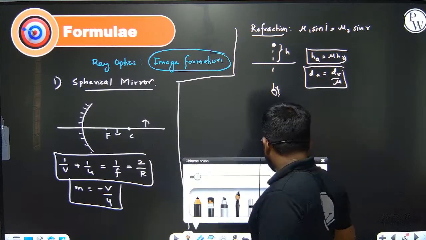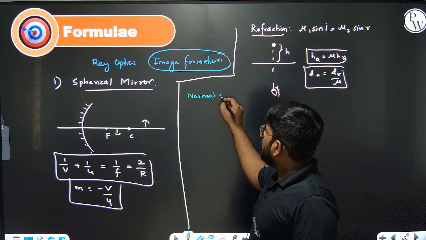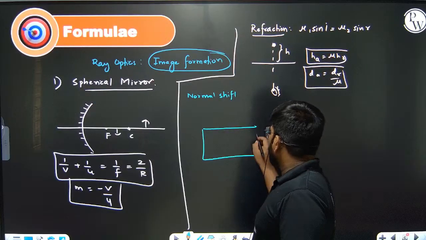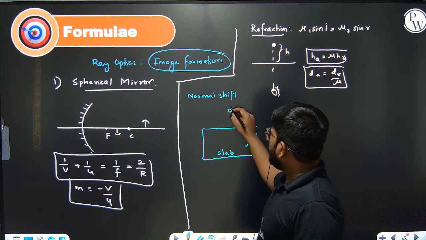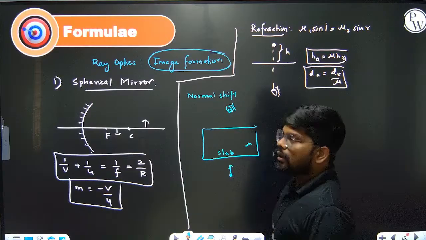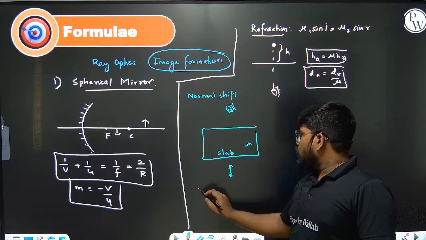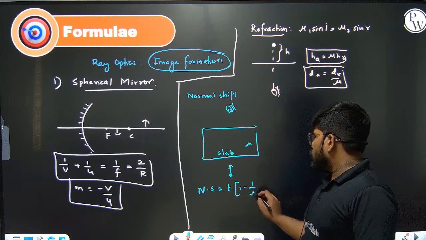After that, we have a formula regarding the normal shift. What is the normal shift? Again, if you are observing through a slab having a refractive index mu, and you are seeing from this side, if the object is here, then it is going to appear shifted towards the slab along the normal. The normal shift formula is: normal shift = t(1 - 1/mu).